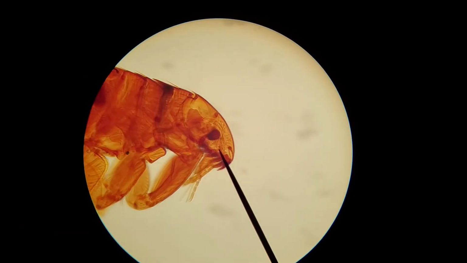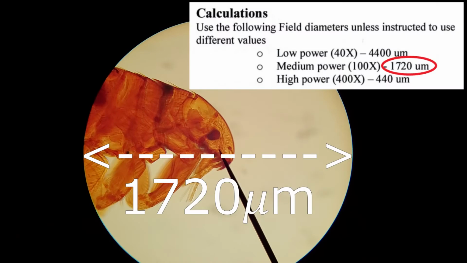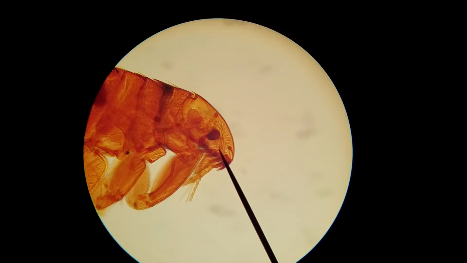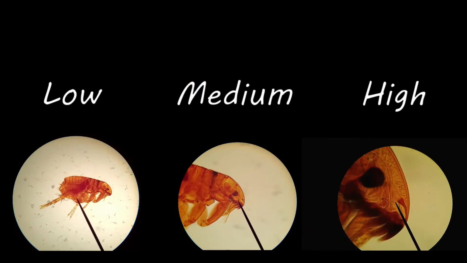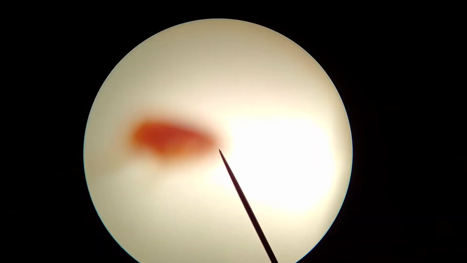When we increase the magnification to be medium power, we can only see 1,720 micrometers, so we can see less of the overall picture. When we increase again the magnification to be high power, we can only see 440 micrometers. As you can see from these 3 magnifications of the same image, we can see less of the total flea each time, but we can see greater detail with each increase in magnification.